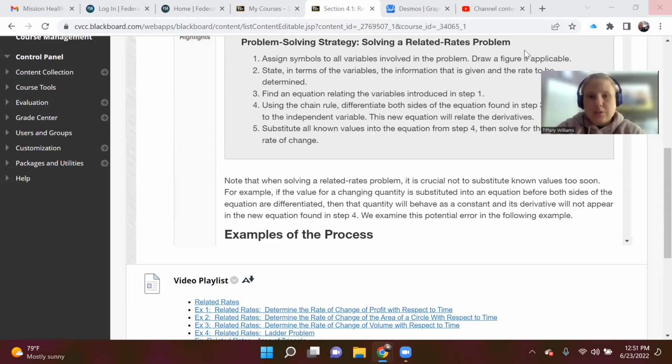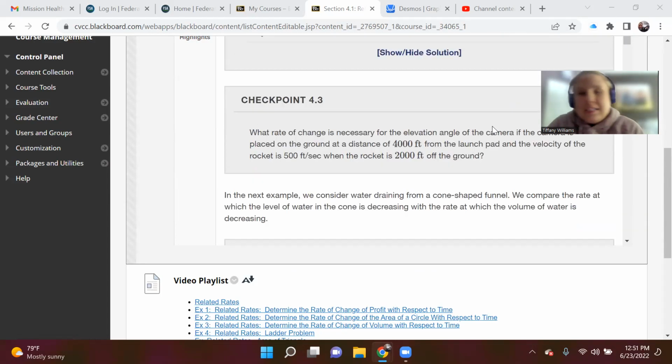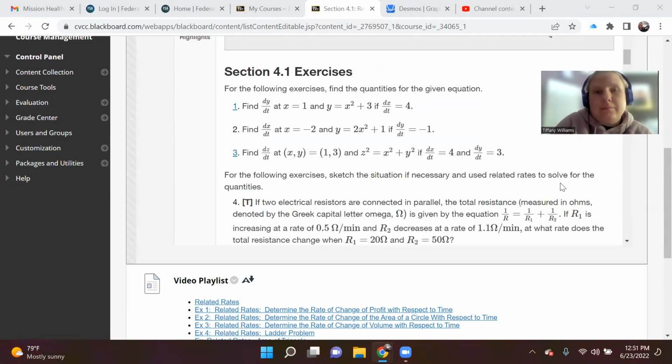All right, so let's do an example here. The first problem that we are going to look at is number 1. Number 1 is just practicing. For the following exercises, find the quantities for the given equation. Find dy/dt at x equals 1 and y equals x squared plus 3 if dx/dt equals 4. So we're just practicing this process. We're not actually setting up a problem here. So let me switch to a whiteboard.